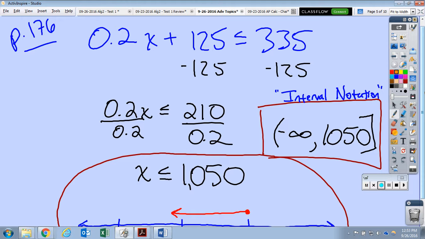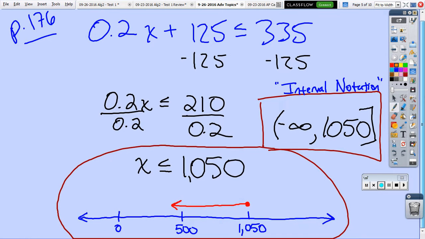So the x is everything from the arrow. The x says that x is less than or equal to 1,050. So if you were to graph this, which you need to know how to do on a number line, you would put a filled-in dot at 1,050, and point it to the left because x is less than or equal to 1,050.